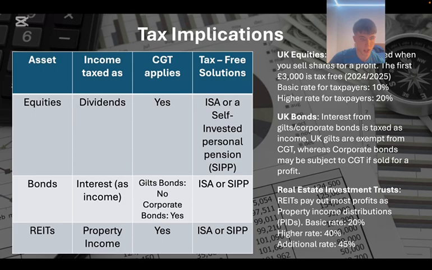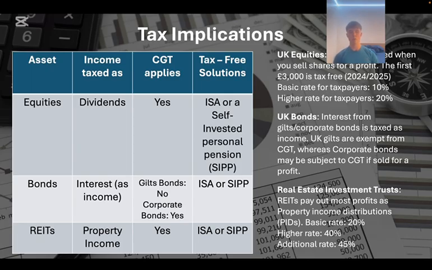And then finally, we'll be talking about the tax implications. So it is important to understand how each asset is taxed. UK equities are taxed under capital gains tax, with the first £3,000 being tax-free. So basic rate taxpayers will pay 10%, while higher earners will pay around 20%.